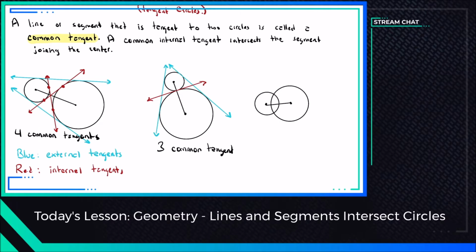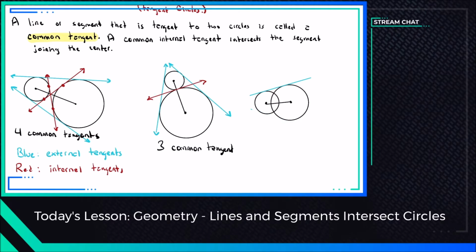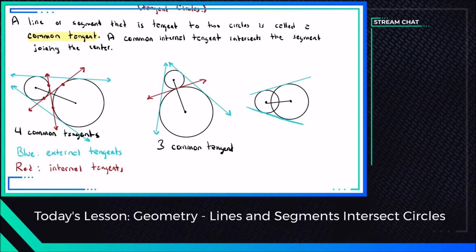And then finally, we're going to have the circles that intersect at 2 points. And these guys are only going to have 2 common tangents, and they're both going to be external tangents. There's no way you can draw an internal tangent. If you want to try it out, go right ahead. It doesn't work.